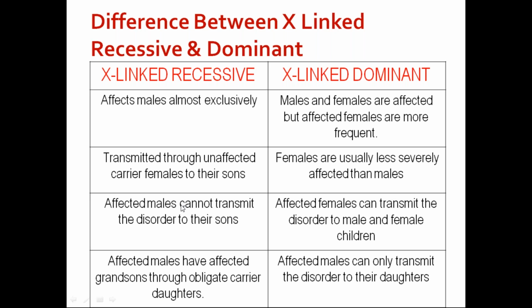Affected males cannot transmit the disorder to their sons. In X-linked dominant conditions, affected females can transmit the disorder to male and female children equally. Affected males have affected grandsons through obligate carrier daughters. In X-linked recessive conditions, if males are affected, their daughters are only carriers. In X-linked dominant conditions, affected males transmit the disorder to their daughters only.